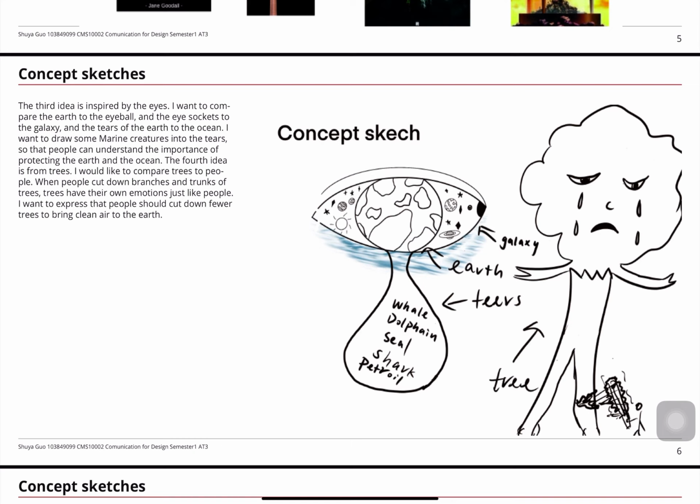The fourth idea is from the trees. I would like to compare the trees to people. When people cut down branches and the trunk, the trees have their own emotion just like people. I want to express that people should cut down fewer trees to bring clean air to the earth.